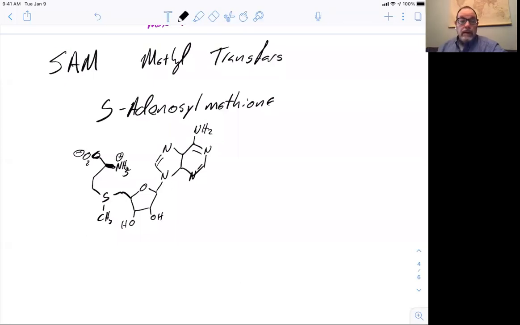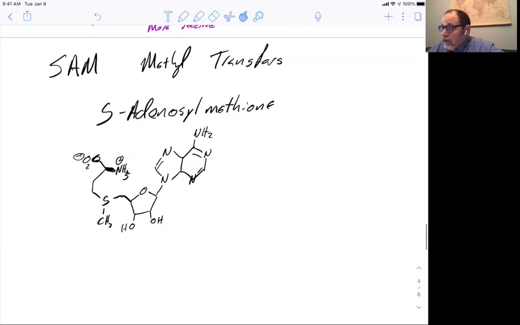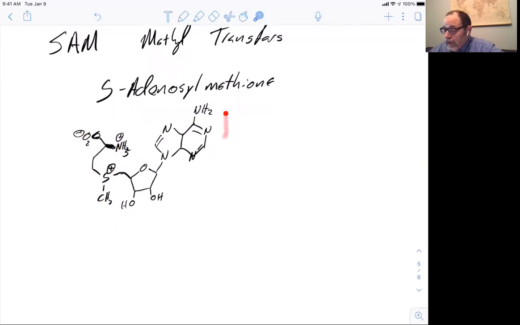And we're showing that in the biological system. So we're showing it with the oxygen negative and the nitrogen positive there. Oh, and I forgot positive on there. So this is our sulfur. That's our methyl. So this is going to be used for methyl transfers. Notice that it looks very biological.